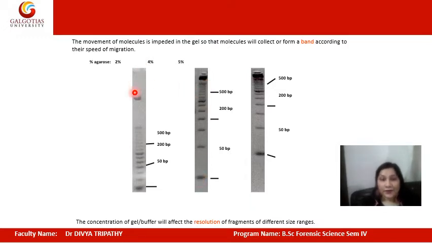When we are using less concentrated agarose, the resistance towards the molecules will be less and we get bands like these. But if we have the perfect concentration of agarose, we will get clear bands of our biomolecules. Ultimately, we can see that the concentration of the gel or buffer will affect the resolution of fragments of different sizes.